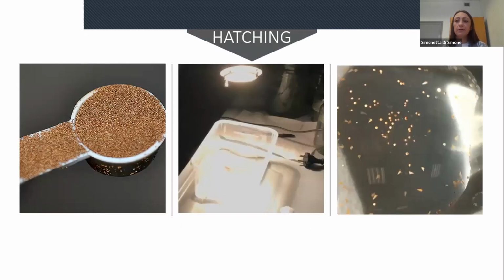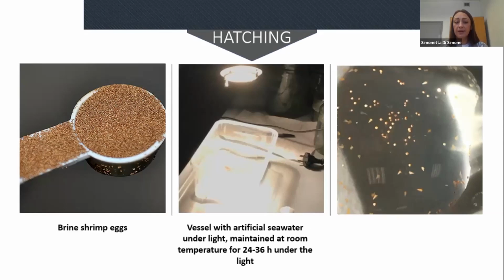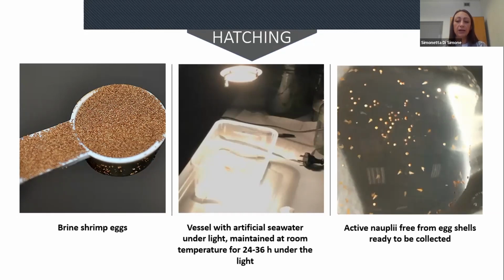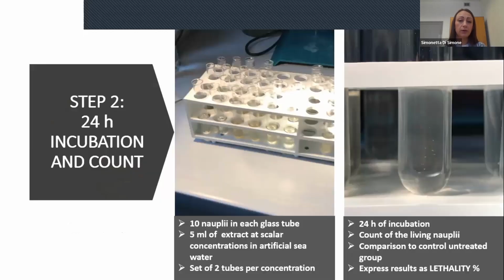The first step of the test is the hatching. Brine shrimp eggs are transferred in a vessel with artificial sea water that we prepare in situ with sea salt at a concentration of 25 grams per liter. They are maintained at room temperature for 24-36 hours under strong light. After this time, we get the active nauplii free from eggshells, ready to be collected.